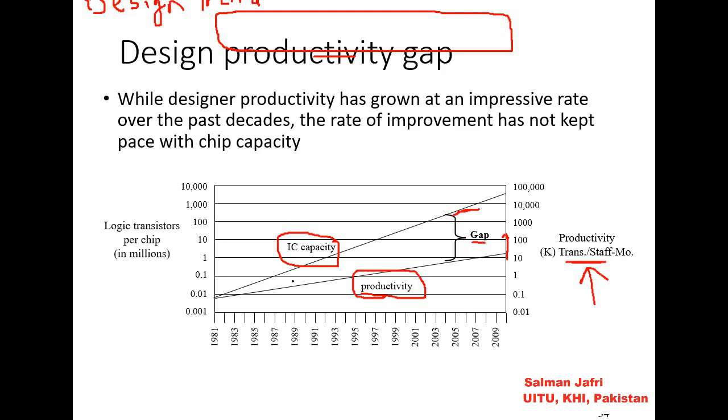Now what does this figure mean? Basically there are two axes. This axis tells us about the IC capacity or the integration, while this scale gives us the productivity or the capacity of the designers to design complex circuits. So for example, if we look at 1981, the IC capacity per chip was 0.01 million, and 0.01 million equals 10,000.